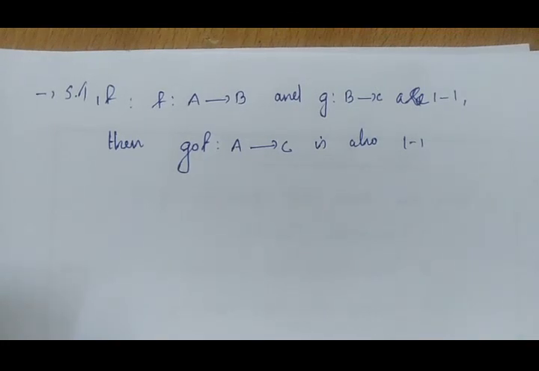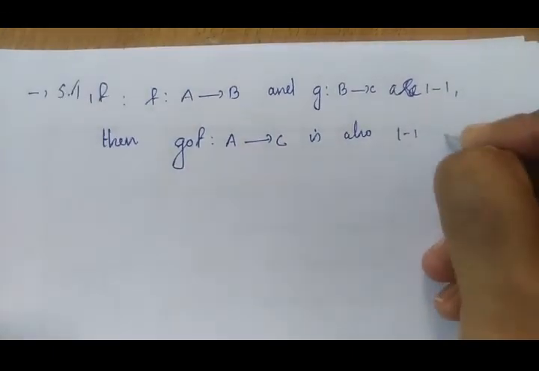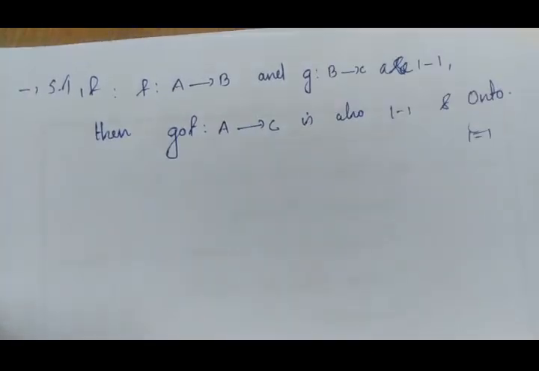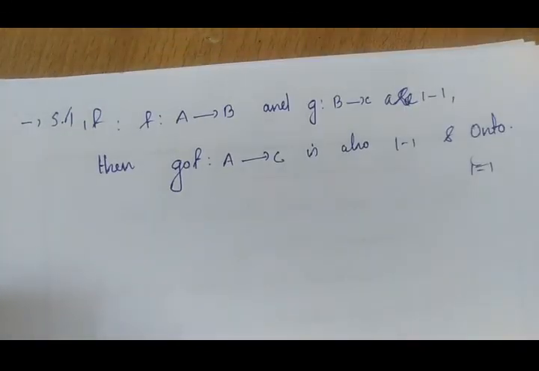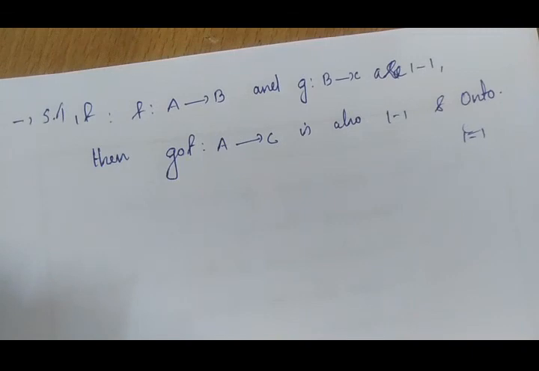Every x takes a single image, that is, has a distinct image. Such functions are called 1 to 1 functions. Functions can also be 1 to 1 and onto. Okay, what is an onto function? Range is equal to codomain, all elements participate in the range. In the previous class we discussed this thoroughly.